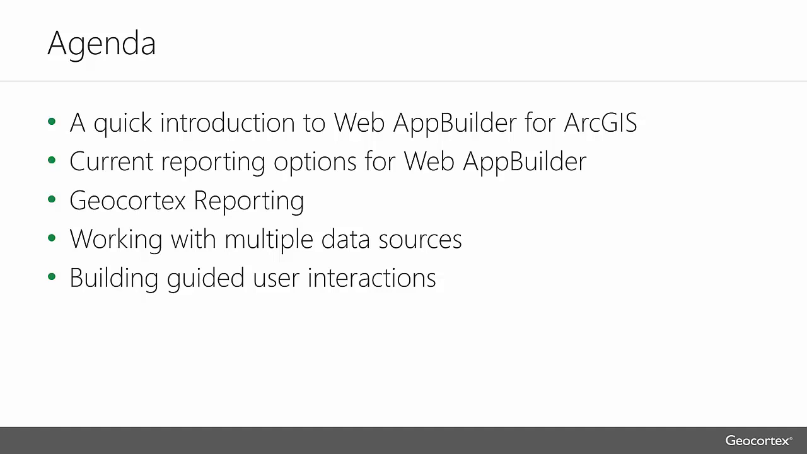We'll then discuss the current options available around reporting in Web App Builder. We'll introduce Geocortex reporting and provide an overview of its features and capabilities. We'll also dive into a demonstration that showcases working with multiple data sources of different types. We'll finally touch on using Geocortex Workflow alongside Geocortex reporting to create a guided user interaction for generating a report all within Web App Builder.